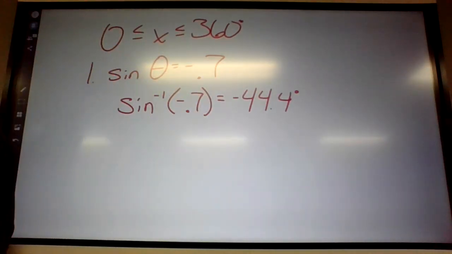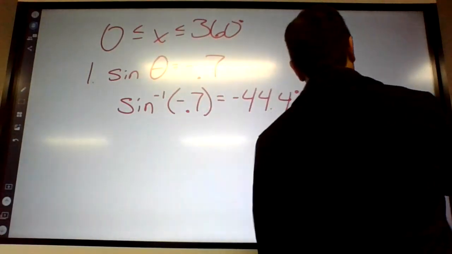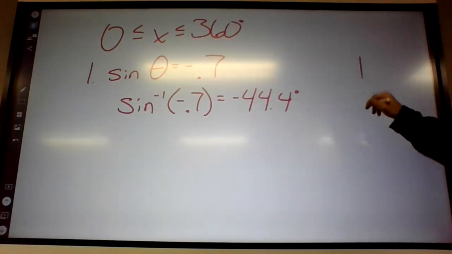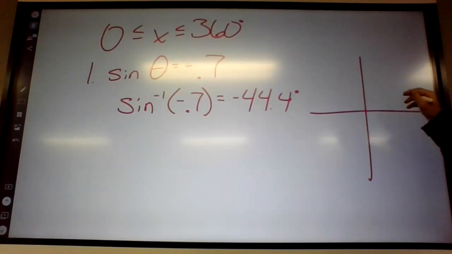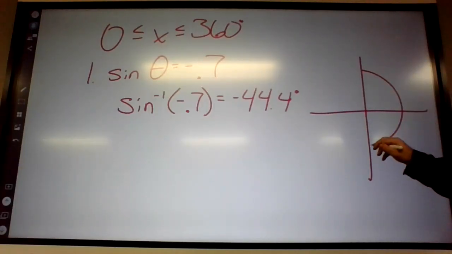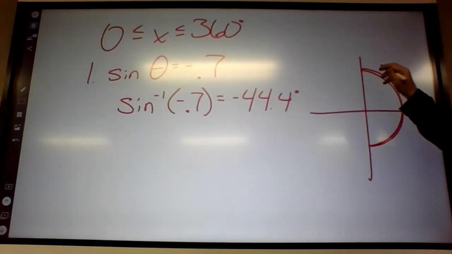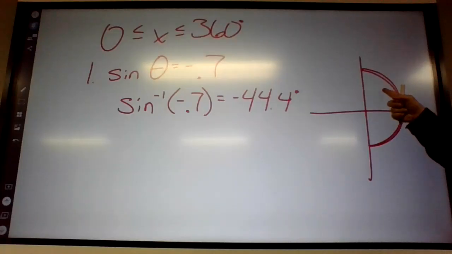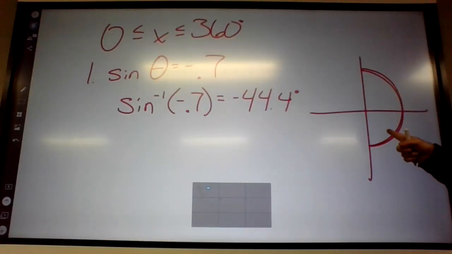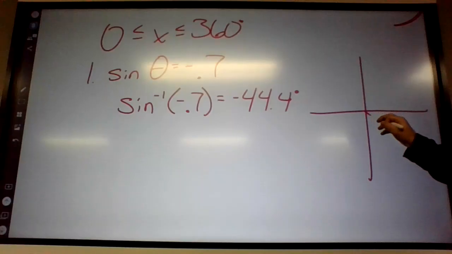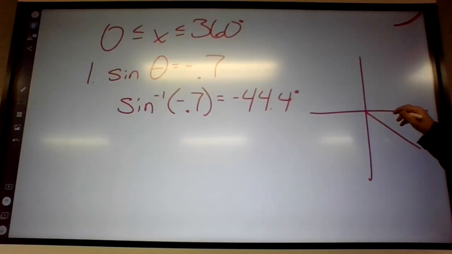Okay. This is not the answer, but we need it. When you do sine inverse, it only goes from like negative 90 to 90. So it'll give you an answer in the first quadrant or the fourth quadrant. So this one is in the fourth quadrant. Negative 44.4.